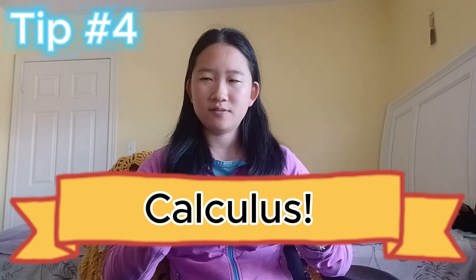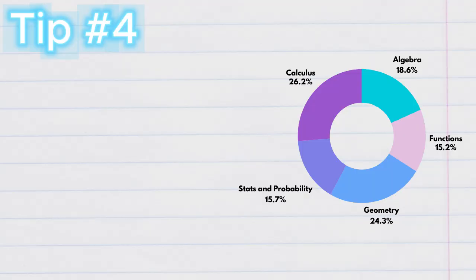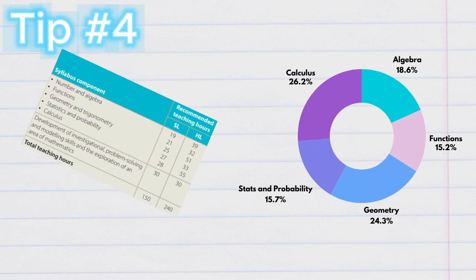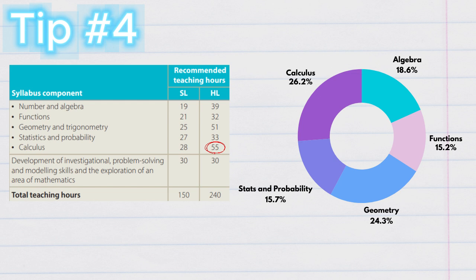Tip number 4, which might be like a pretty rare tip, or I'm not sure how many people out there give this tip, but I'd say out of all the topics, you need to be prioritizing calculus. Because if you look at the proportion of time that you spend on each topic, or even the number of sections in your textbook, you can see that calculus has the most sections and the most proportion of time that you spend on it. The next biggest topic is geometry. And after that, the very last topic is functions.